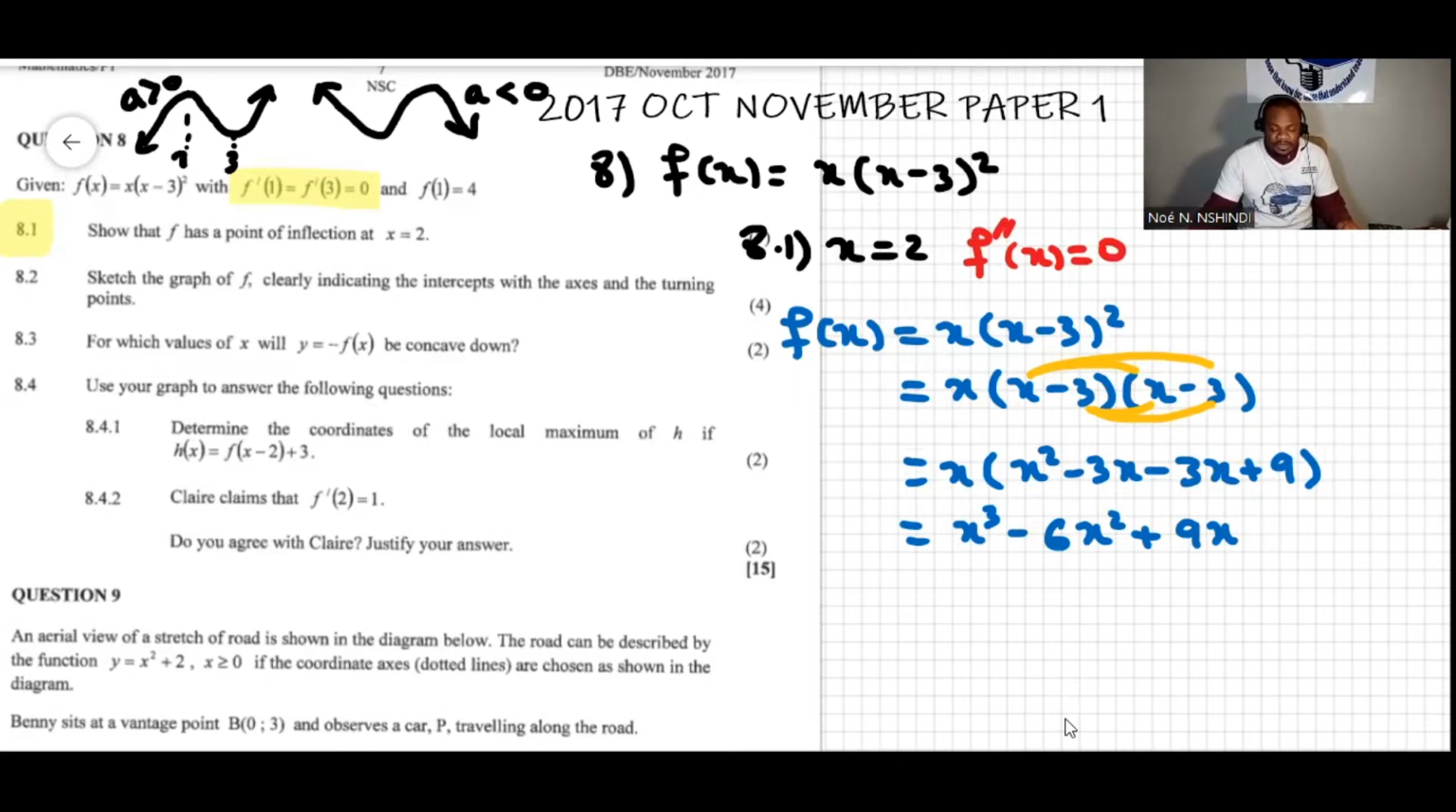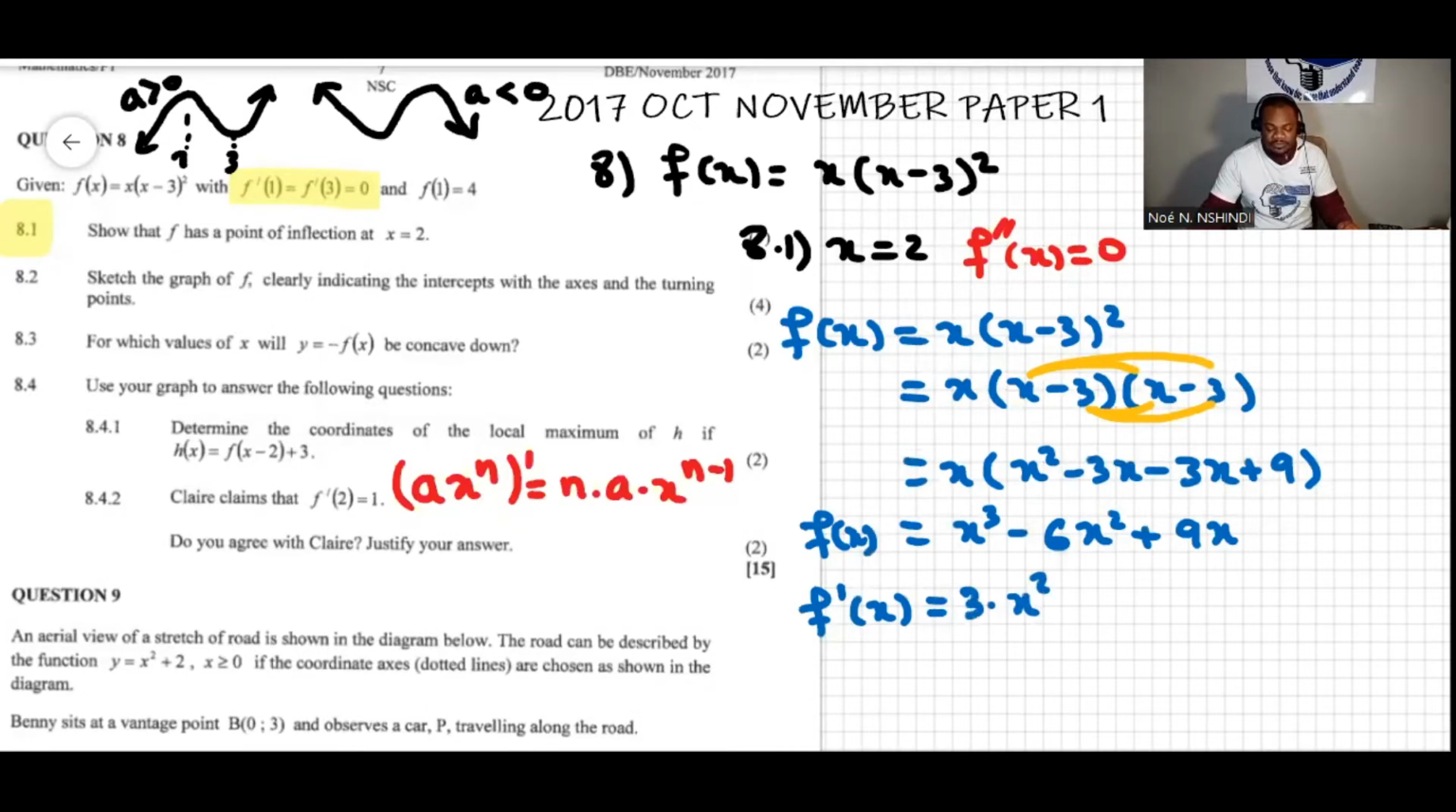Now let's find f'(x). According to the formula for differentiation, if you have a x^n, the derivative is n times a times x^(n-1). Over here it's going to be 3 times x^(3-1), minus 2 times 6 times x^(2-1), plus 1 times 9 times x^(1-1).